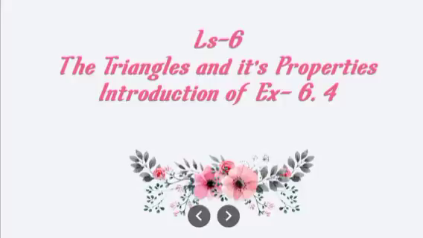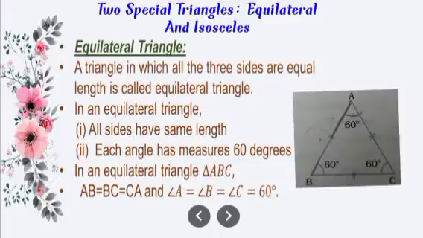Today we are going to continue our chapter 6, triangles and their properties, the introduction of exercise 6.4. In 6.4, two special triangles are there. One is the equilateral triangle and the other is the isosceles triangle.